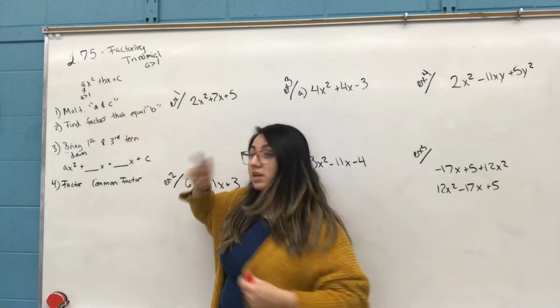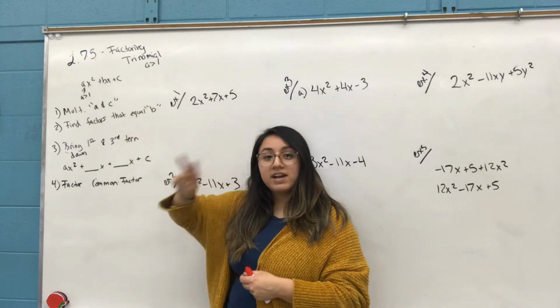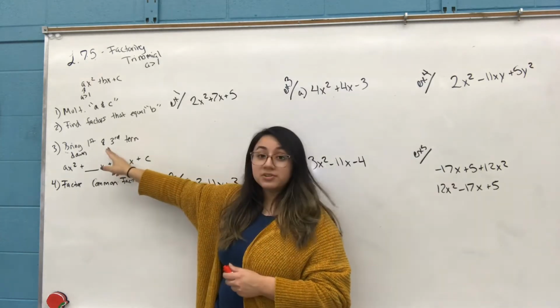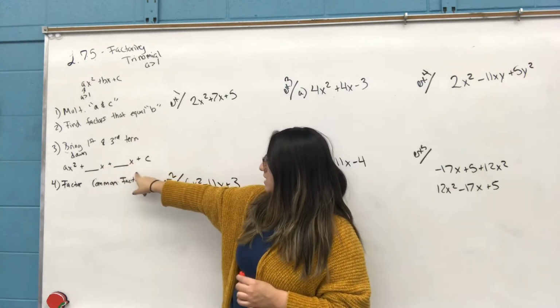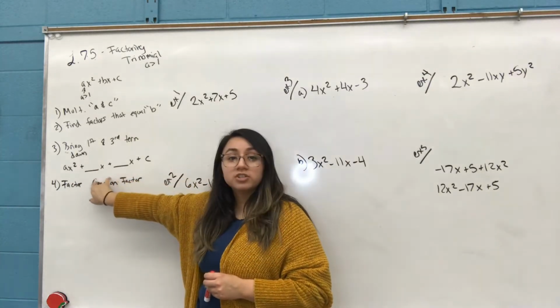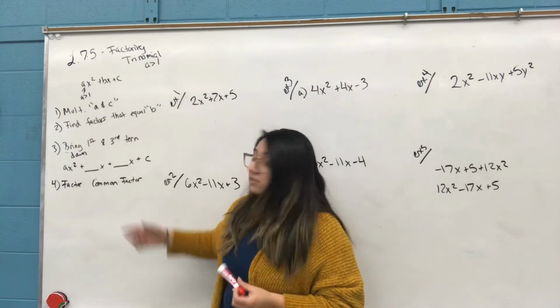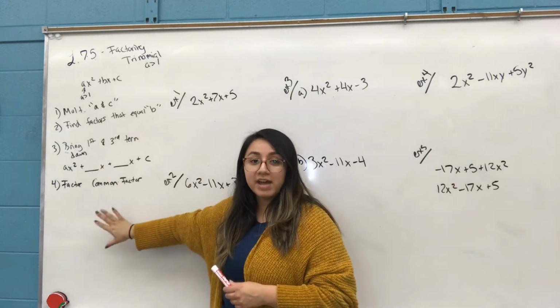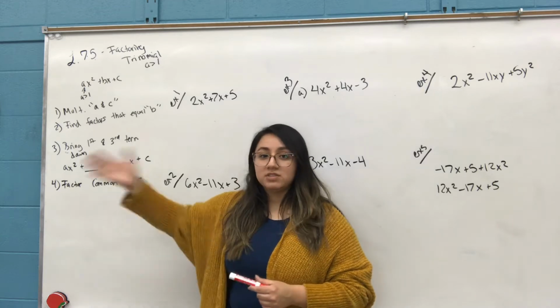So it's similar, but you have to multiply first, a and c, and find factors of a times c that equal b. Then you bring your first term down, you bring your third term down, and the two factors you found will be your two middle terms. In step 4, you factor out the common factor. For step 4, if there's nothing that you can factor out, that means you did something wrong, and you have to go back.